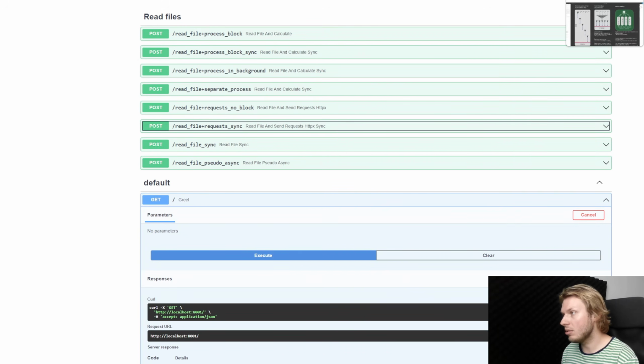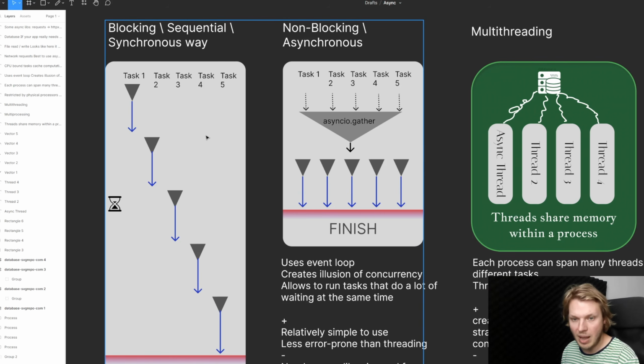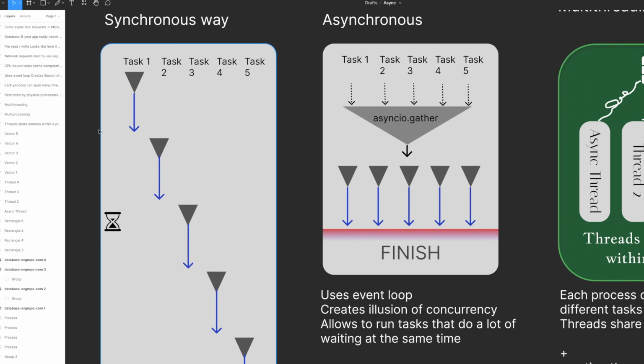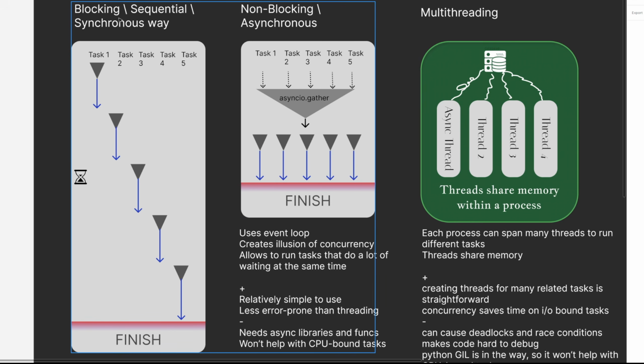So now let me show you something that I made to demonstrate it the best I can. Let's imagine you have several tasks. If you're doing it the regular way, this will be a task and it will just be execution time. It will just finish one, then start the other, finish one, start the other, and like that until it finishes.